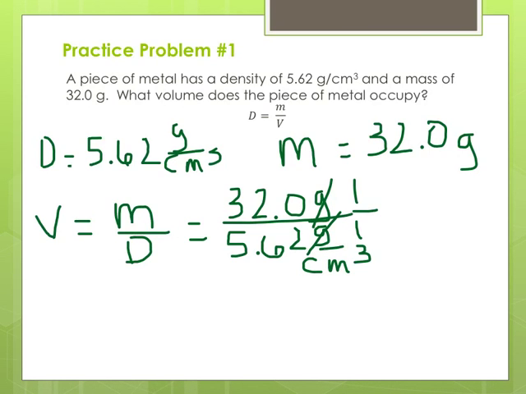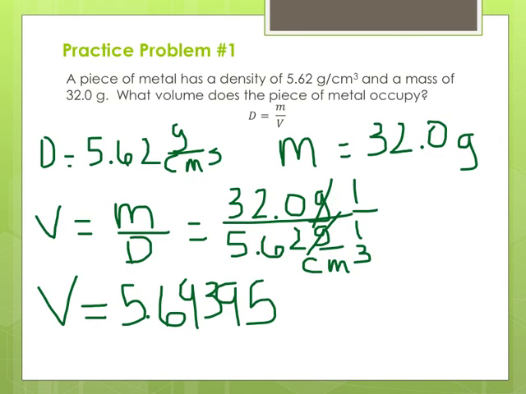for volume. And so then going ahead to solve that, our volume, V, is going to be equal to, when I do the division, 5.69395 and a whole bunch of other things. And so now I have to look at sig figs. Remember that density is an exact number.